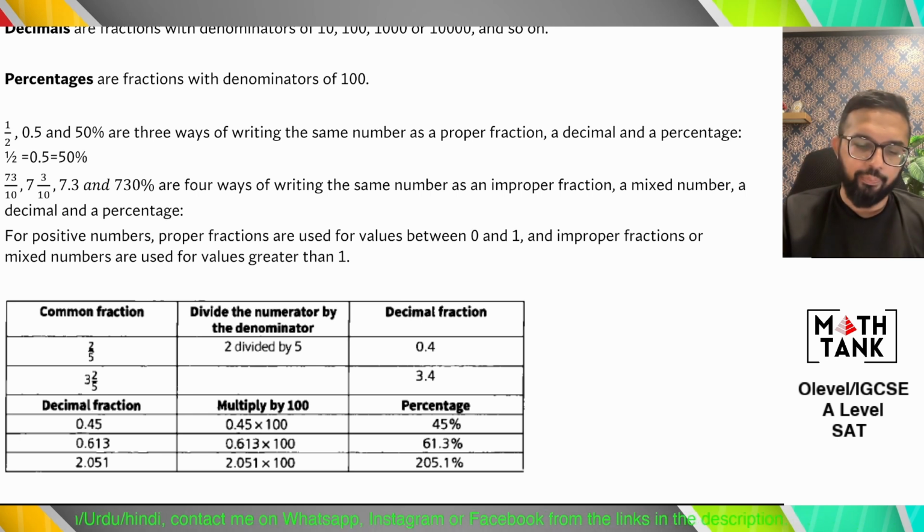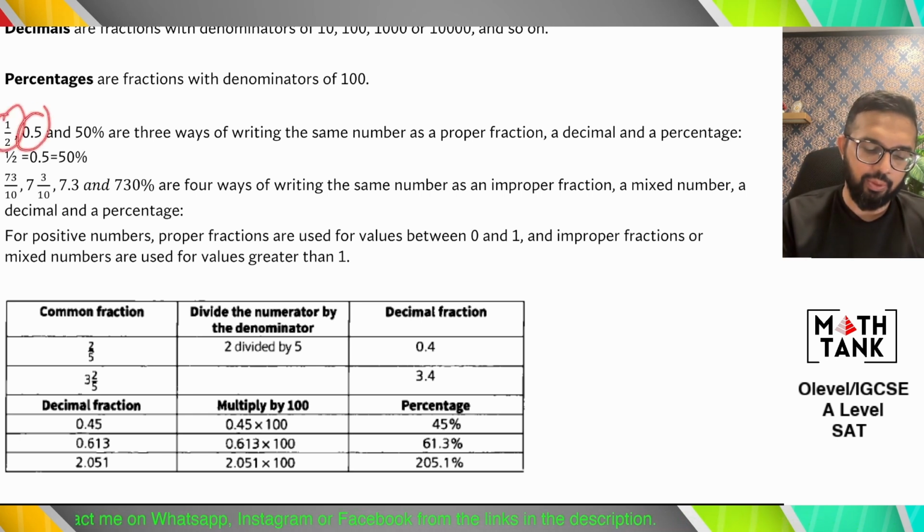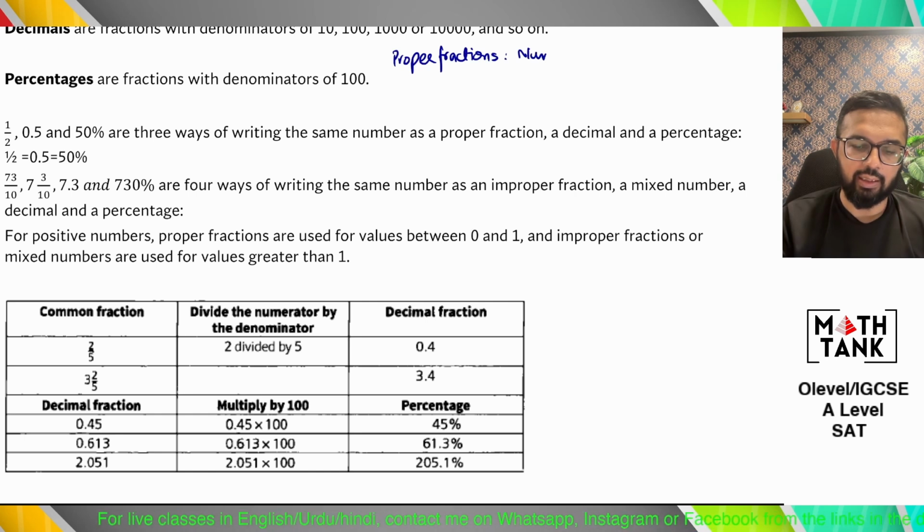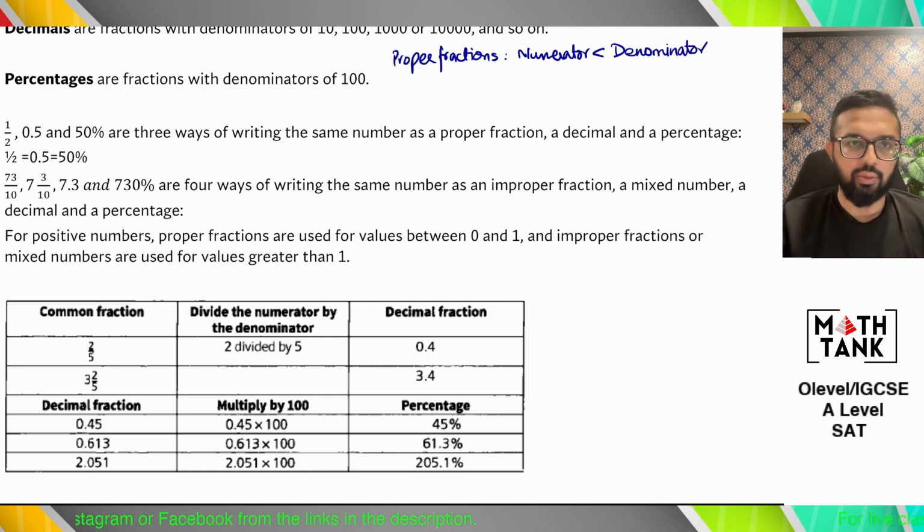Okay, so this says that half, 0.5 and 50% are three ways of writing the same number as a proper fraction. Proper fractions are ones where the numerator is less than the denominator. These are called proper fractions. So half can be written as 0.5 or 50%. So they're all the same.